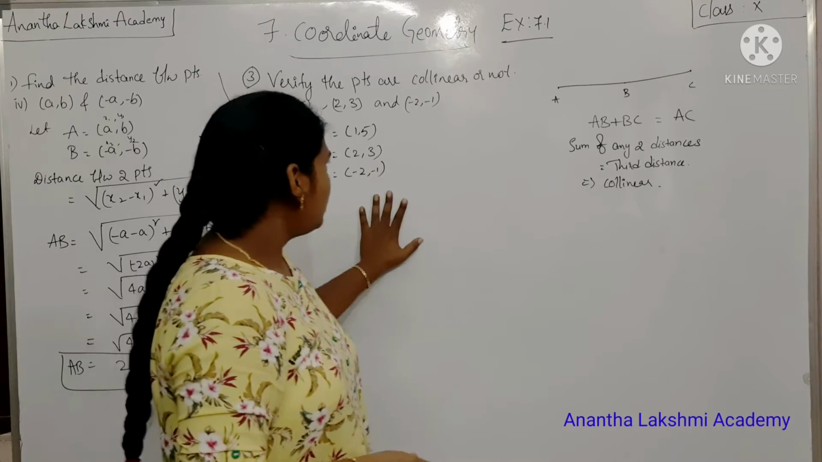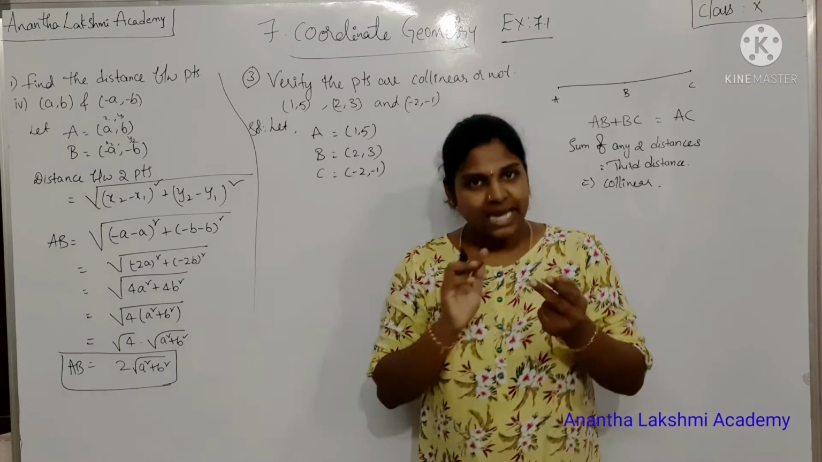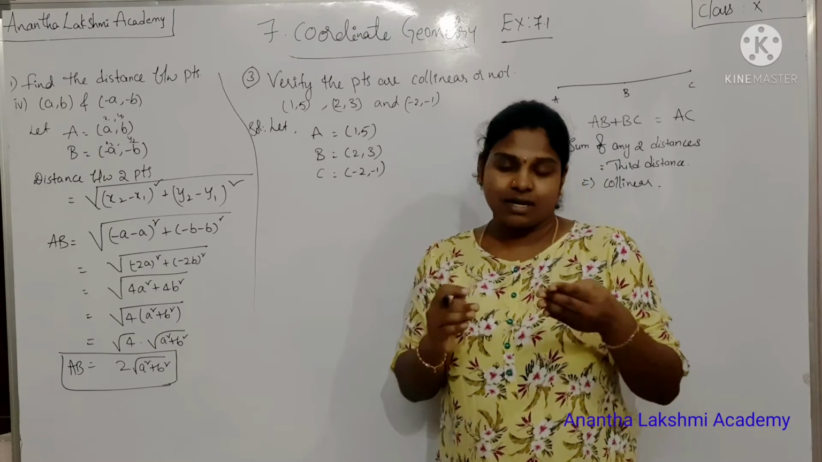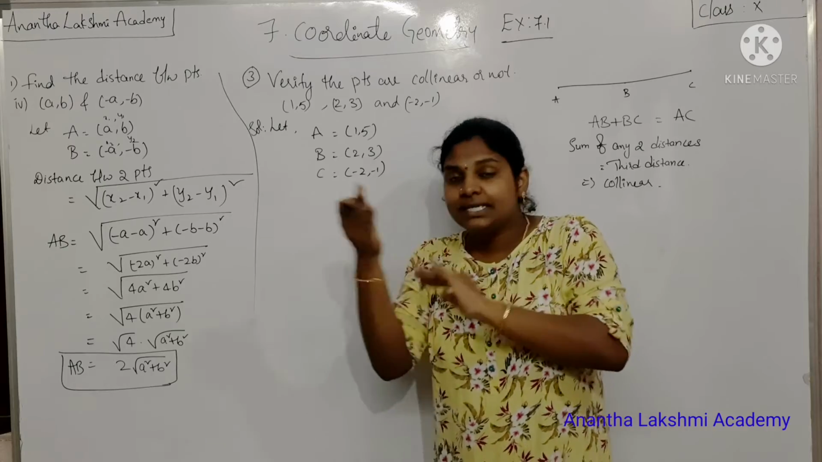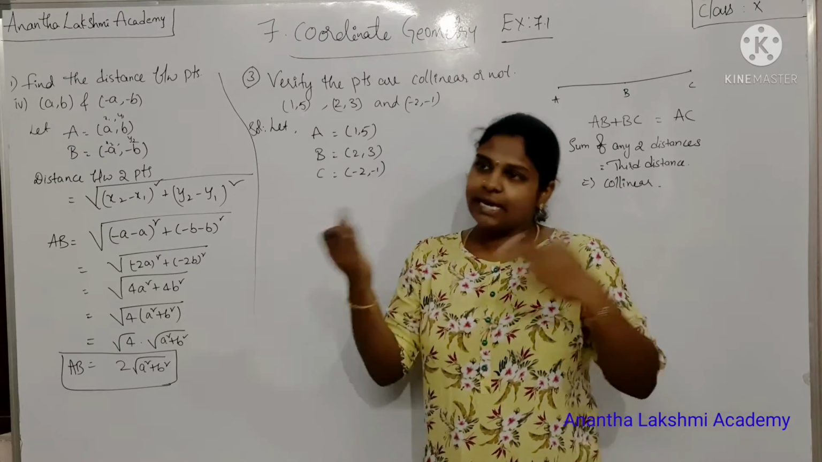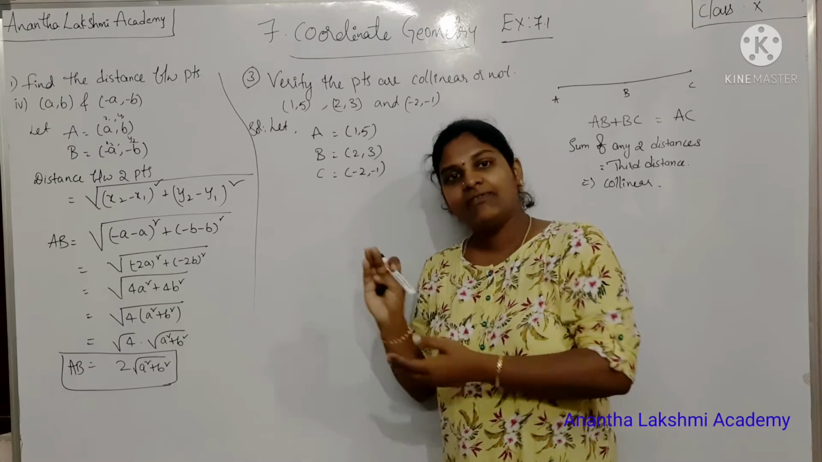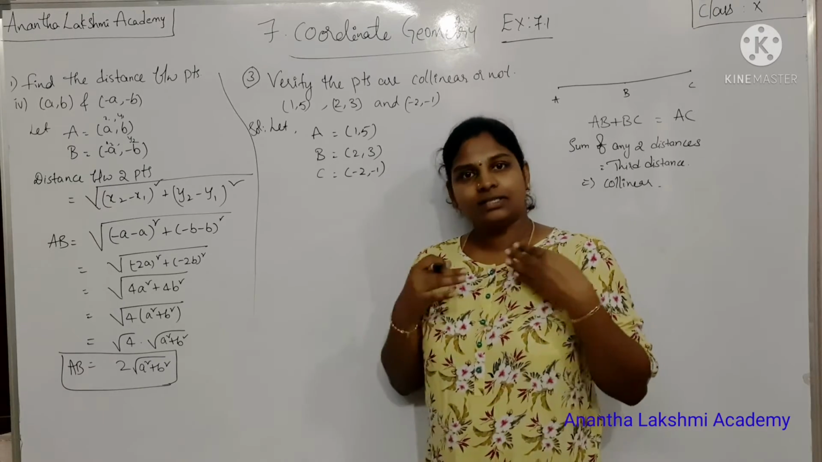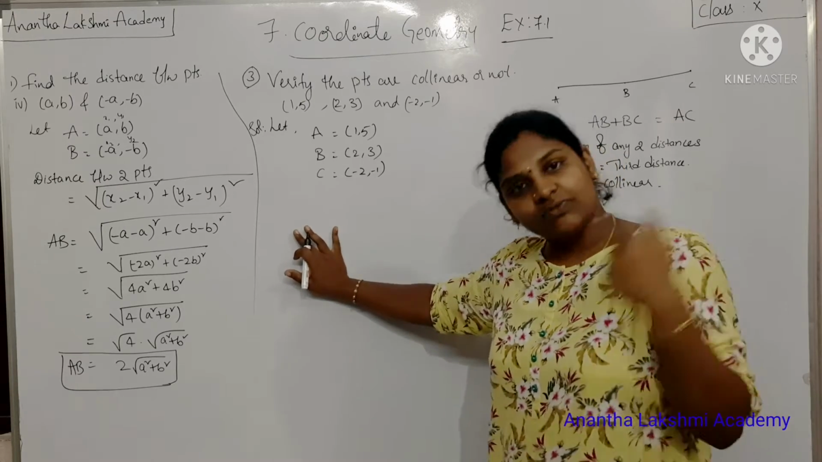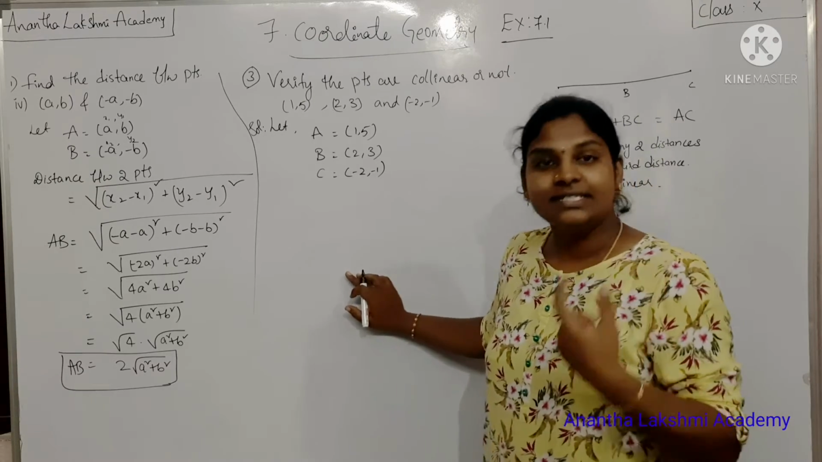Alright, so here we are going to figure out AB, BC and AC, and then observe if AB plus BC is equal to AC, or BC plus CA is equal to AB, or CA plus AB is equal to BC. If any of that condition succeeds, then these points are said to be collinear. So for that we need to calculate the distances.